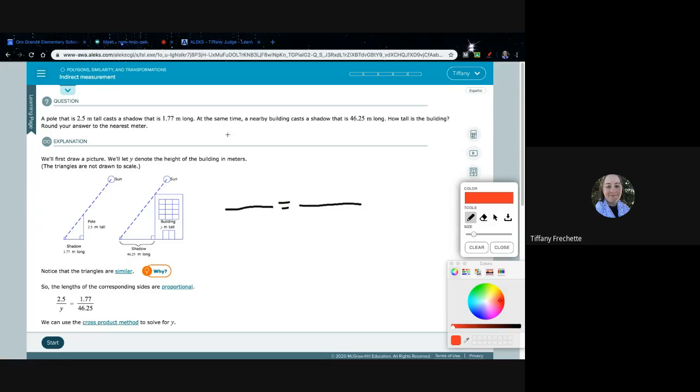What I always have students do is decide which one you want to talk about first, the pole or the building. In this case, I'm just going to go with pole, since I'm doing this one on my own, and then building. So all the numbers for the pole will go on top. All the measurements for the building will go on the bottom. The other thing you need to take into account is there's a shadow length and there's a height. There's a left side and a right side for a proportion. So I'm going to say the left side is about the height and the right side is about the shadow.